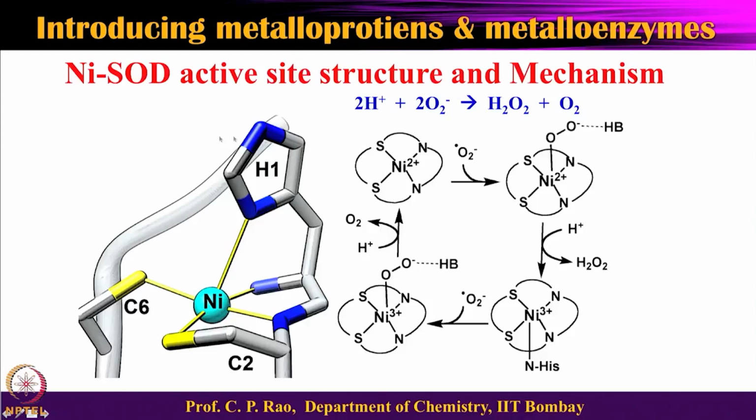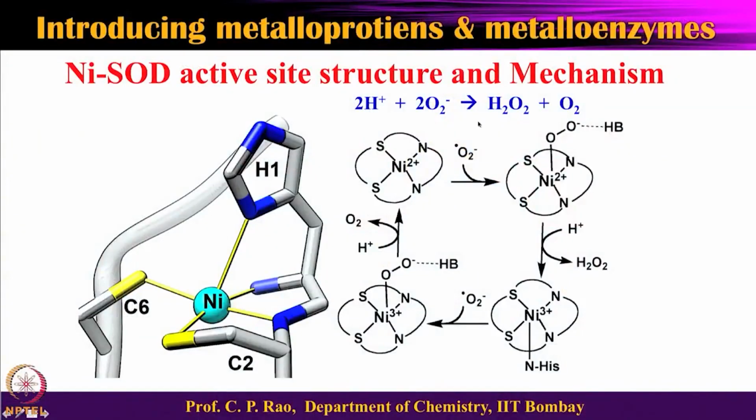So, you have a total structure revolving around this particular mechanism. 2 moles of O2 minus dot, which is a superoxide, are converted into H2O2 plus O2. Obviously, it requires 2 protons too, and this kind of mechanism I explained to you in manganese, etc. So, therefore, I do not need to spend too much time.